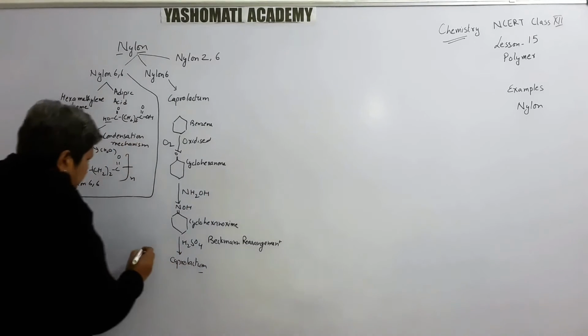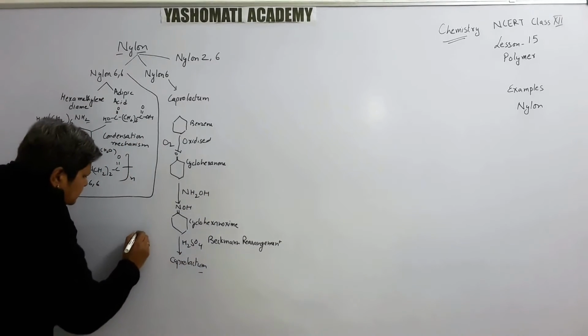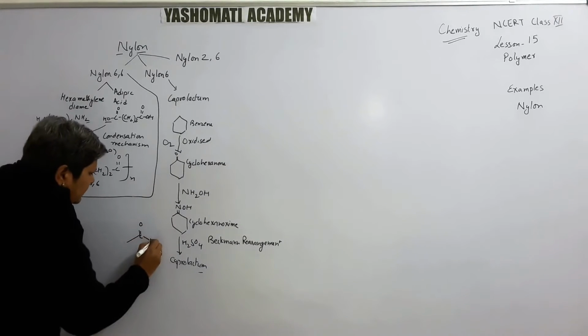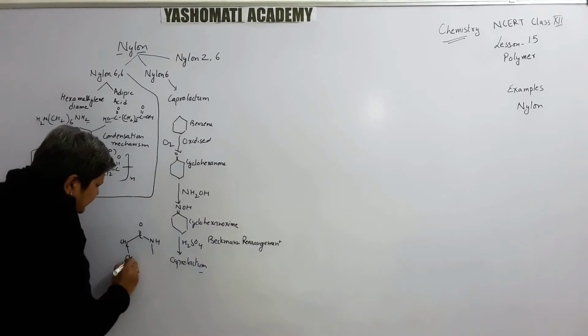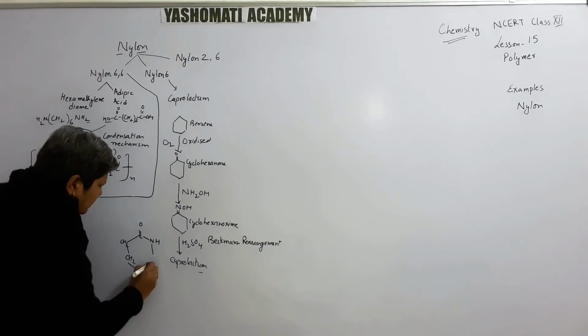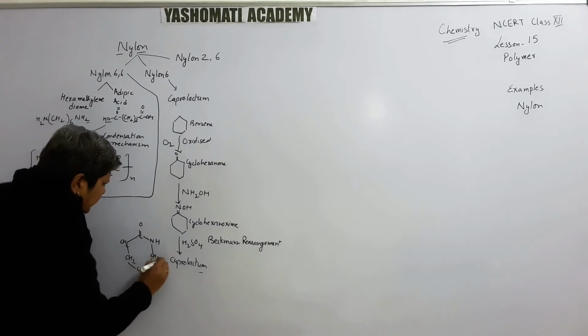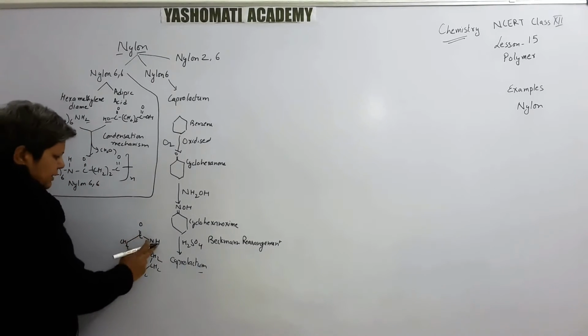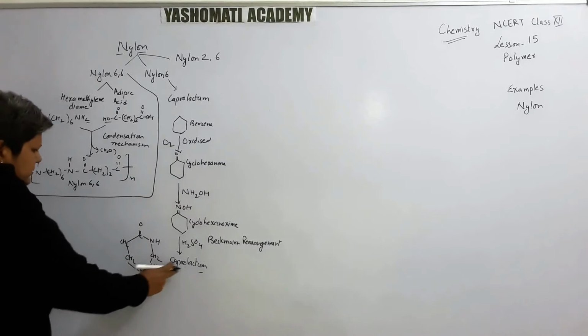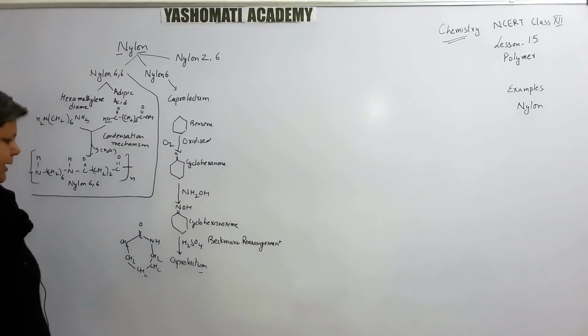What is caprolactam? Caprolactam is a seven-membered ring. Like this, 1, 2, 3, 4, 5, and this is the 6th carbon, and NH. This molecule is known as caprolactam.